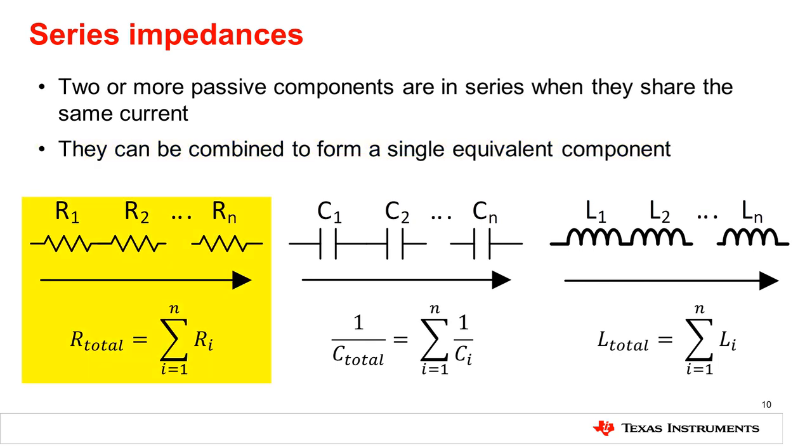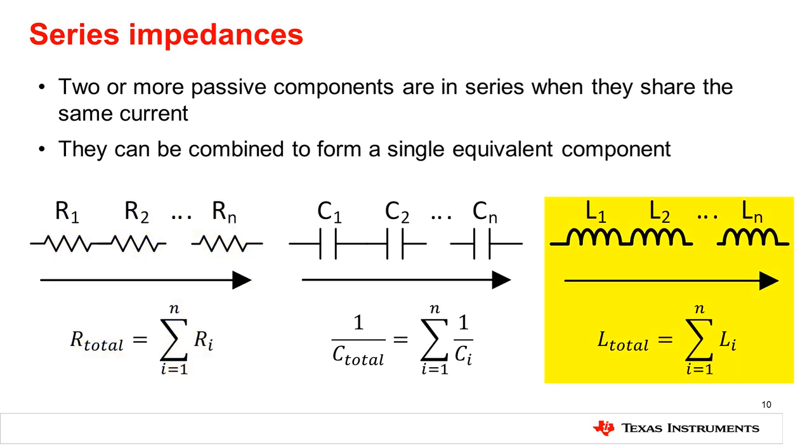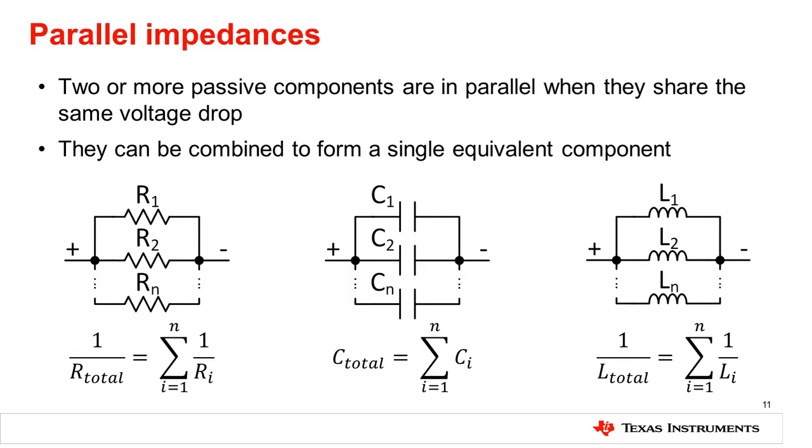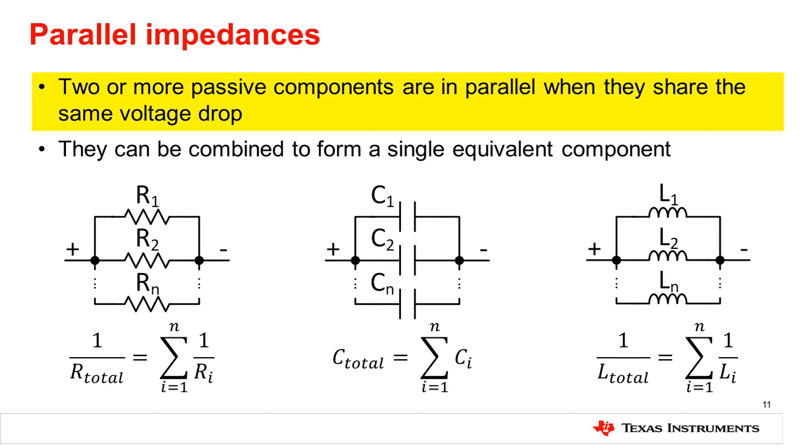For example, resistors in series can be simplified to a single component whose total resistance is equal to the sum of the individual resistances. Similarly, inductors in series can be simplified to a single equivalent inductor whose total inductance is equal to the sum of the individual inductances. To find the equivalent capacitance for a set of capacitors in series, sum the reciprocals of each capacitance and take the inverse.